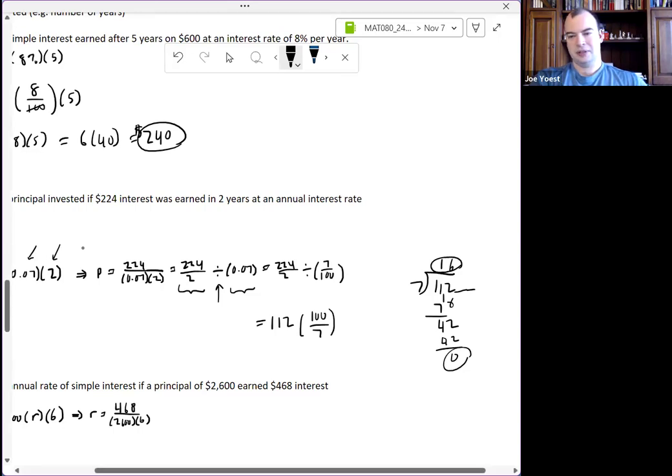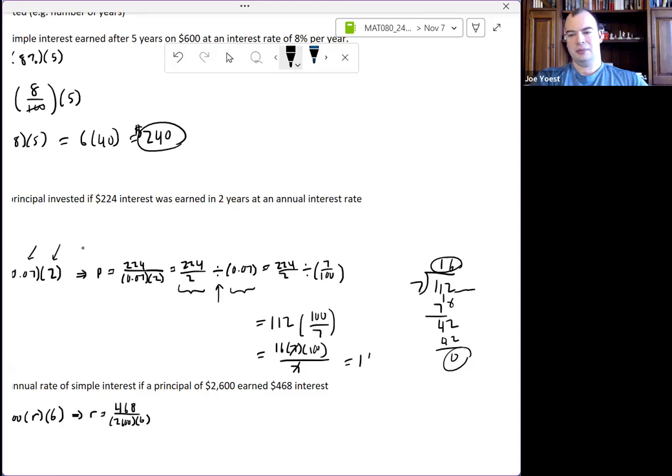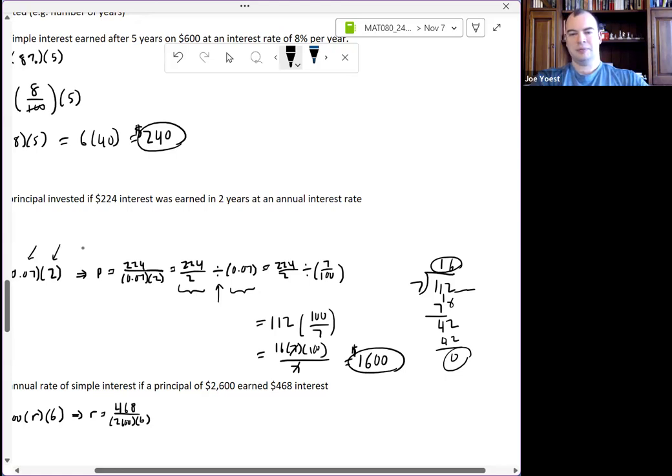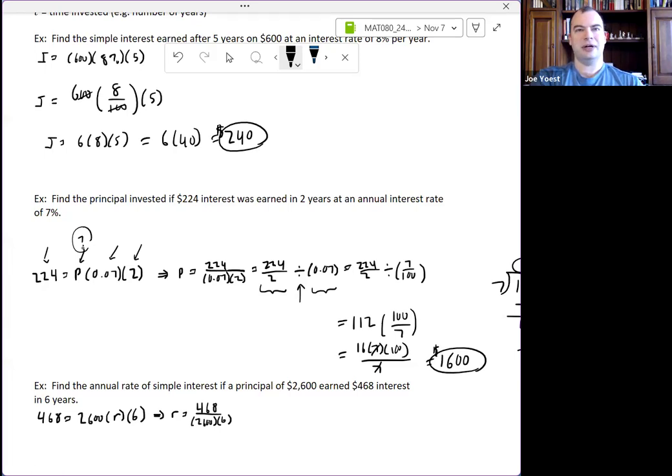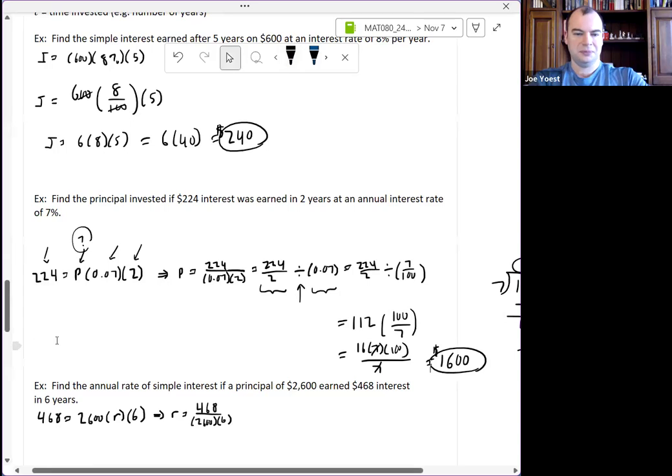112 is 16 times 7 times 100 divided by 7. My 7's divide out, and I'm left with $1,600. So to earn $224 in interest over 2 years at a rate of 7%, the principal would have had to be $1,600. That would have had to be the amount invested.